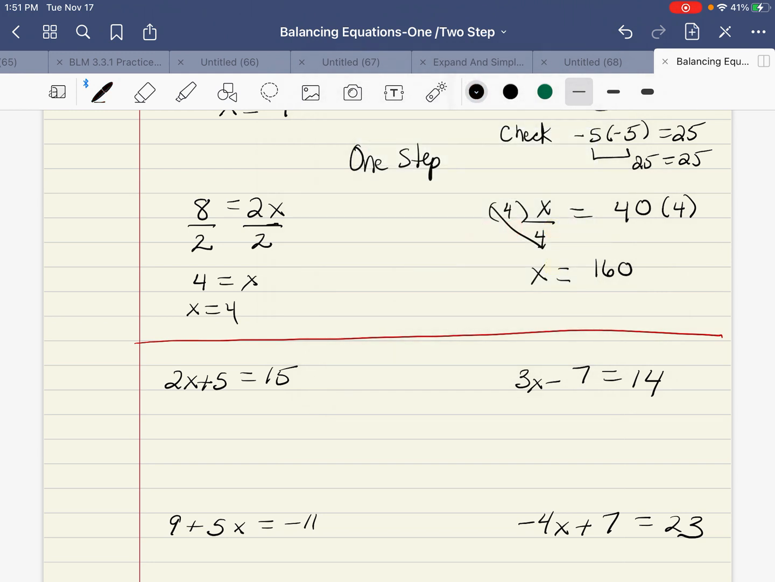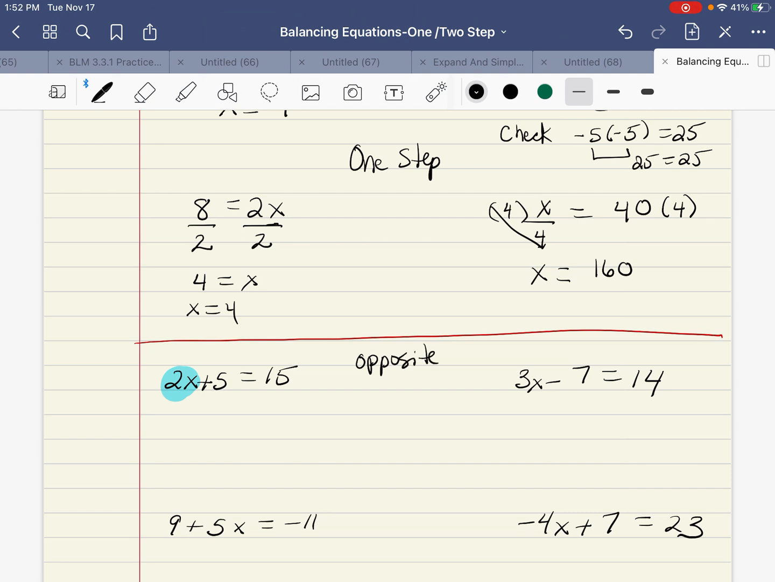Okay, this one reads 2x plus 5 equals 15, or 2 times some number plus 5 equals 15. What I'm going to do is highlight the term with the variable, 2x. I'm going to deal with that last. That means the plus 5 has got to go. So you're going to get rid of plus 5 by doing the opposite.